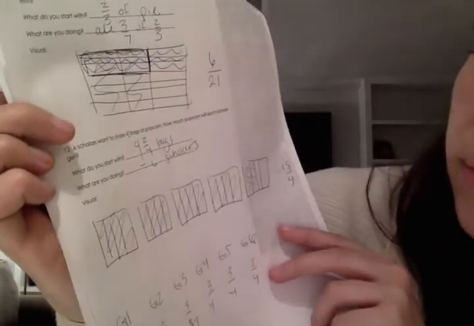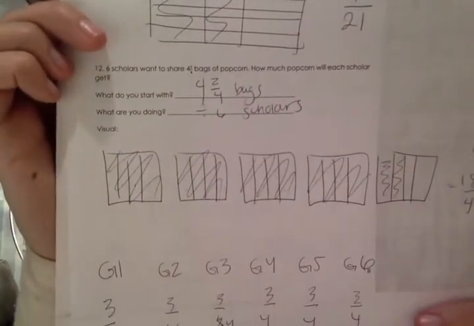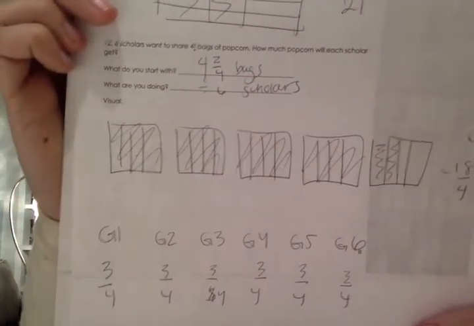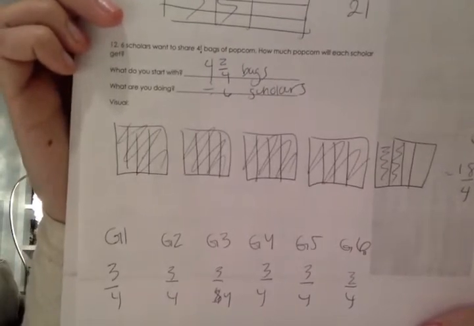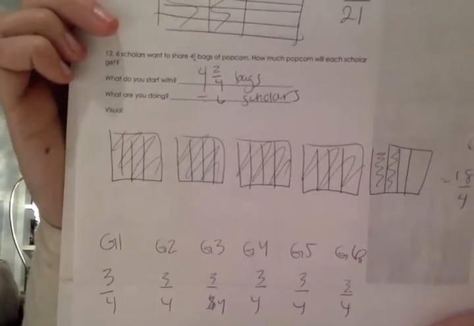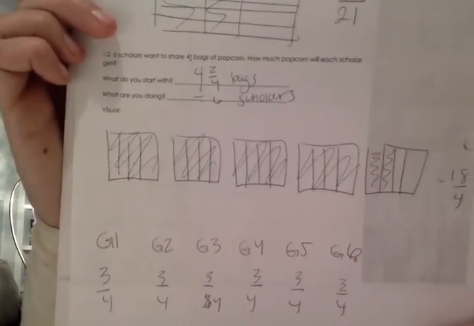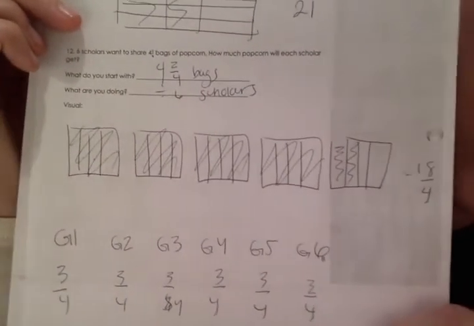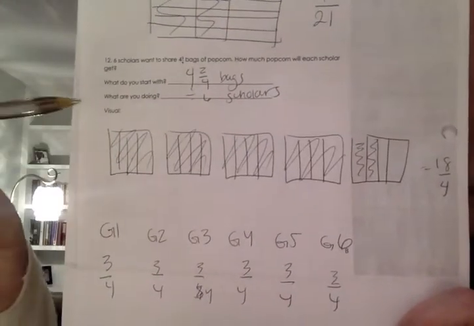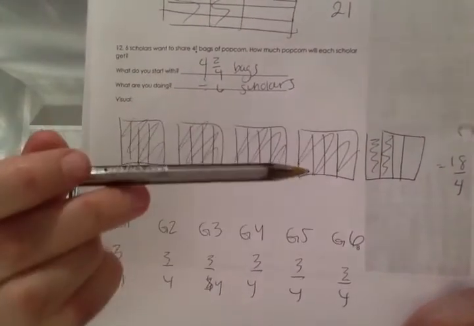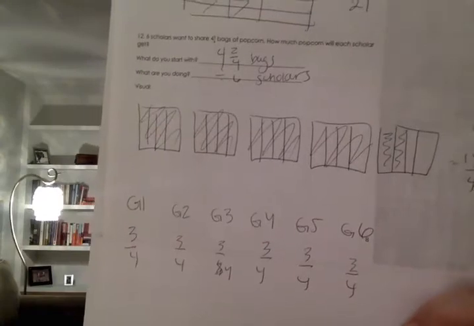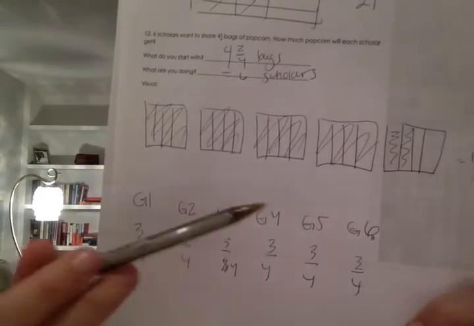Last question. 6 scholars want to share 4 2/4 bags of popcorn. How much popcorn would each scholar get? Start with 4 2/4 bags, then we break it into 6 groups for 6 scholars. So I started by drawing what I have. I have 1, 2, 3, 4 wholes and 2/4. That's my popcorn. Down here are my scholars.